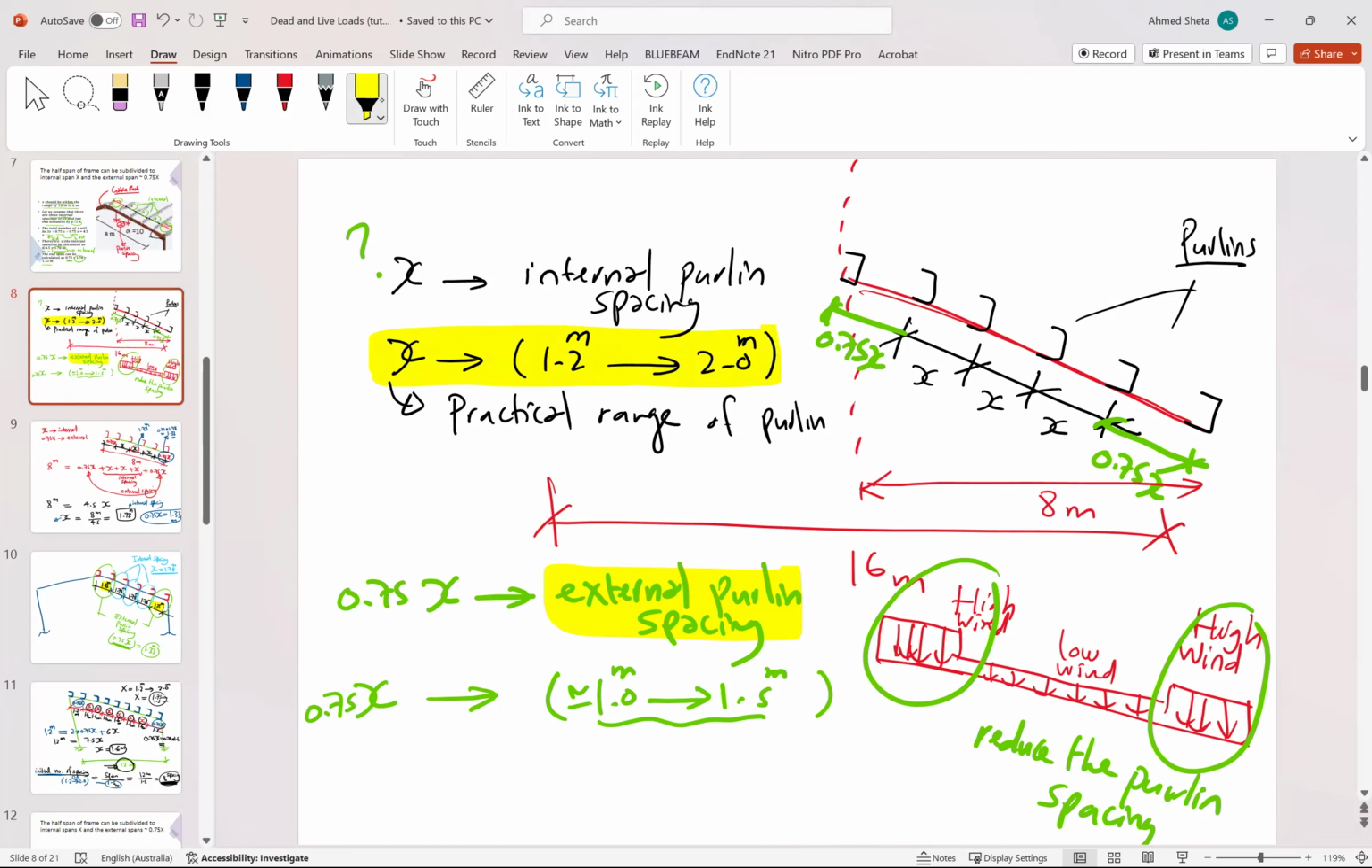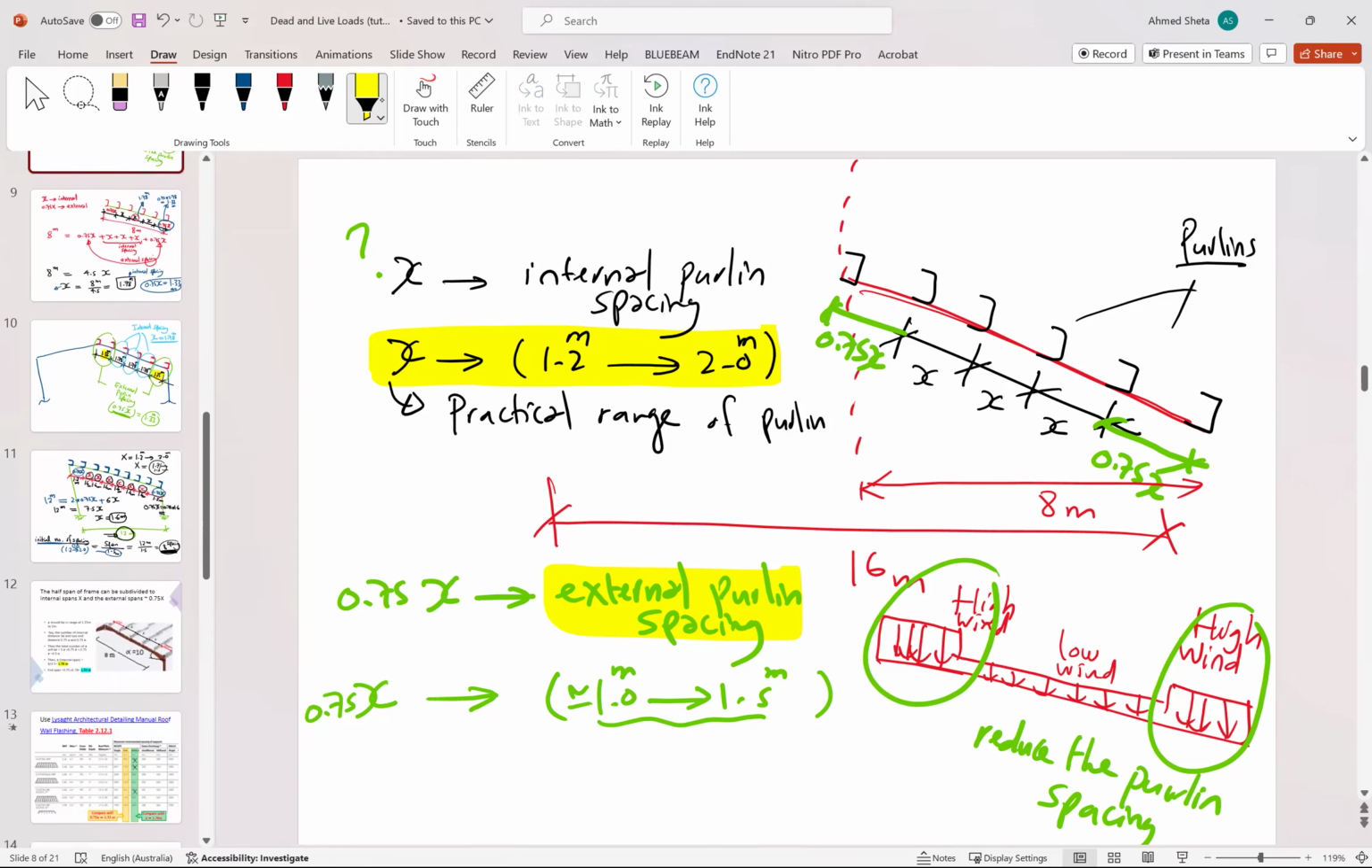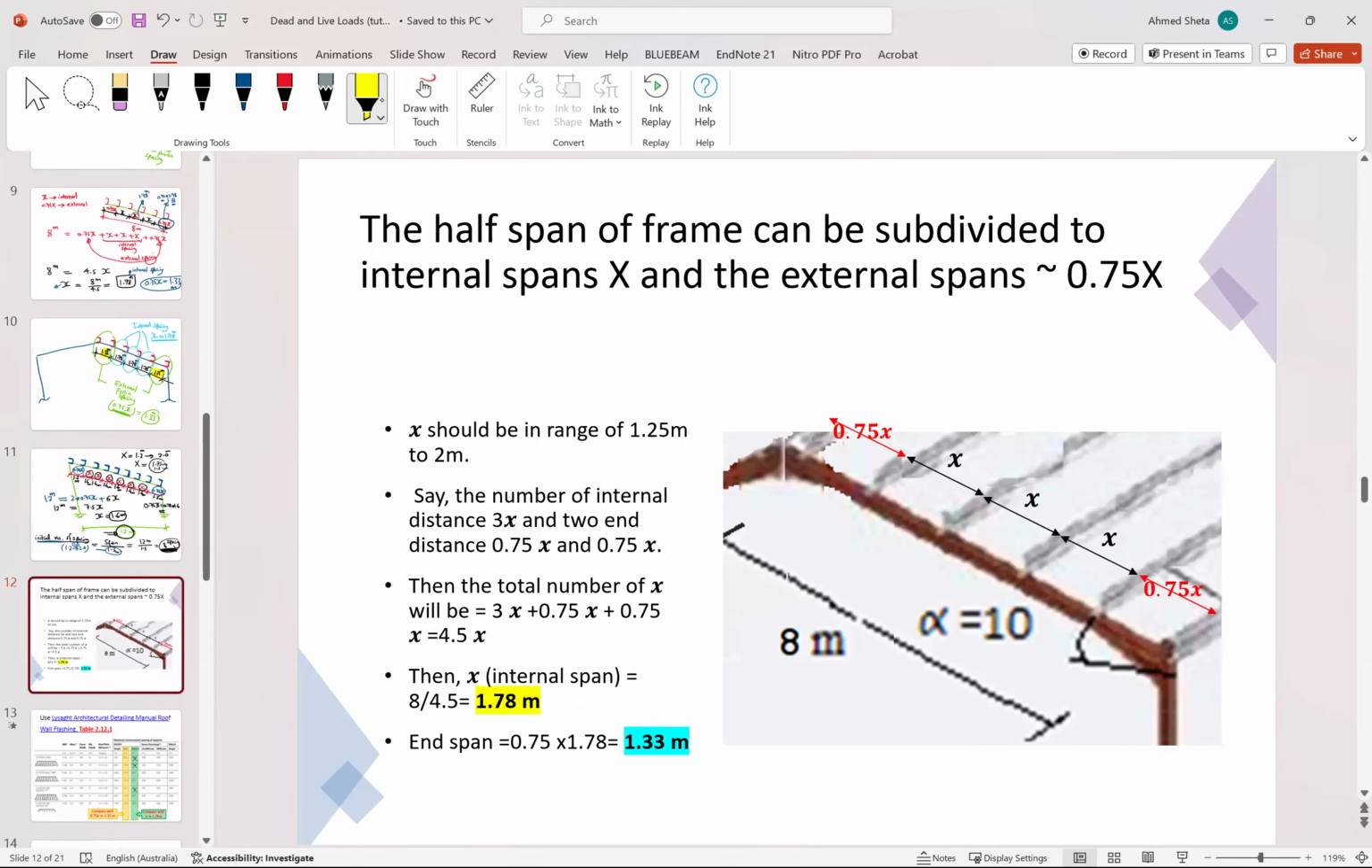So if you increase the spacing to more than 2 meters, the section required will be bigger. And if you use less than 1.2 or less than one, you will need many Berlins. Okay, so this is just a range to assume the Berlin's spacing. So that's it for the Berlin spacing.